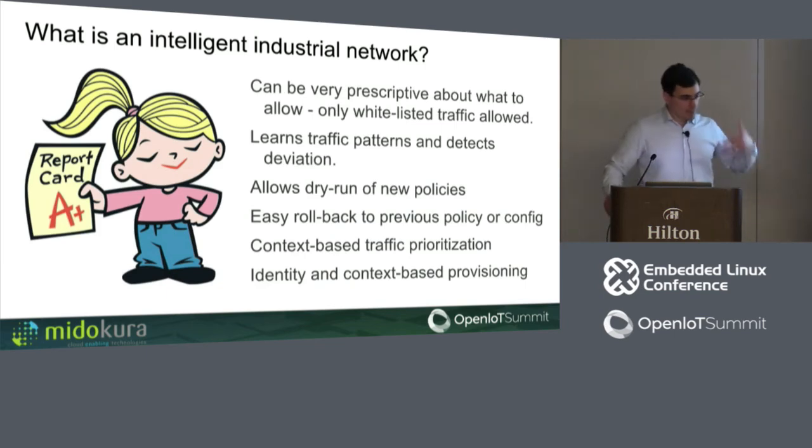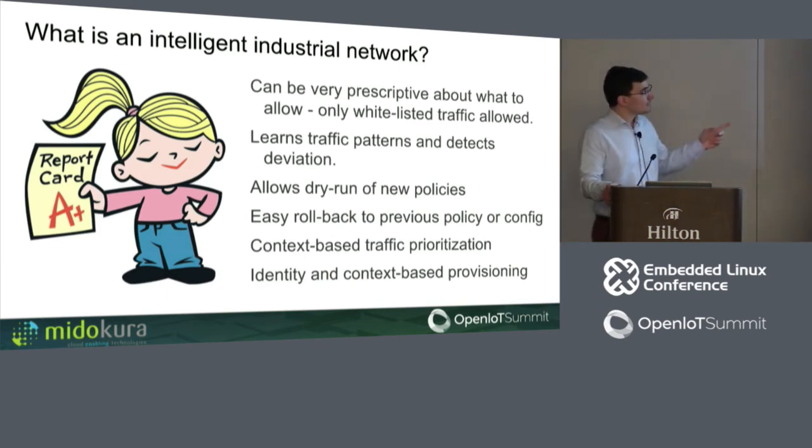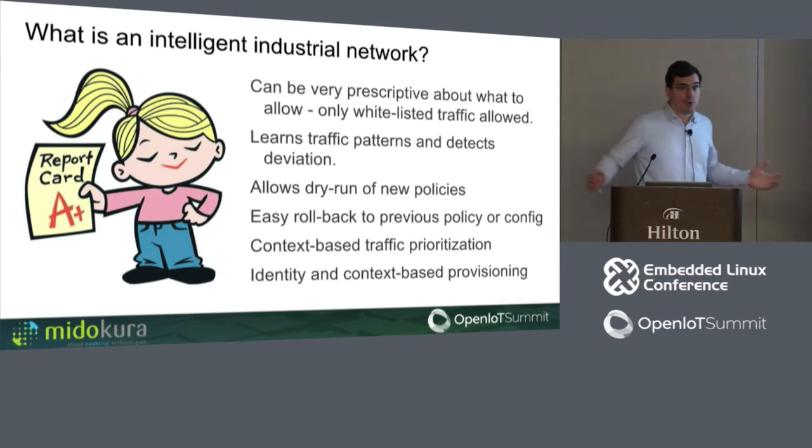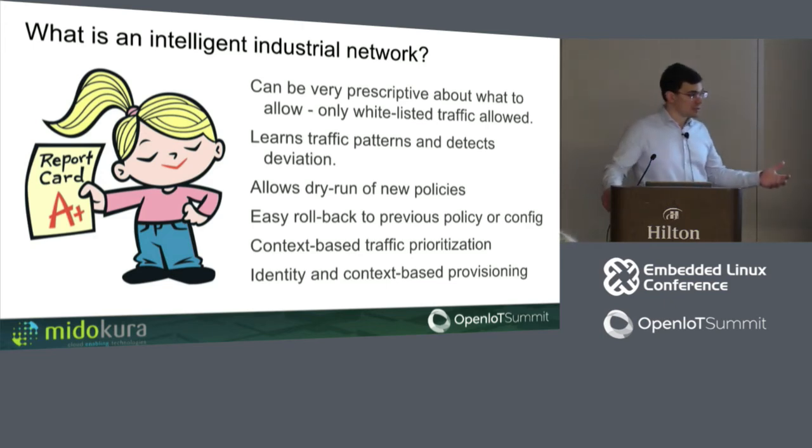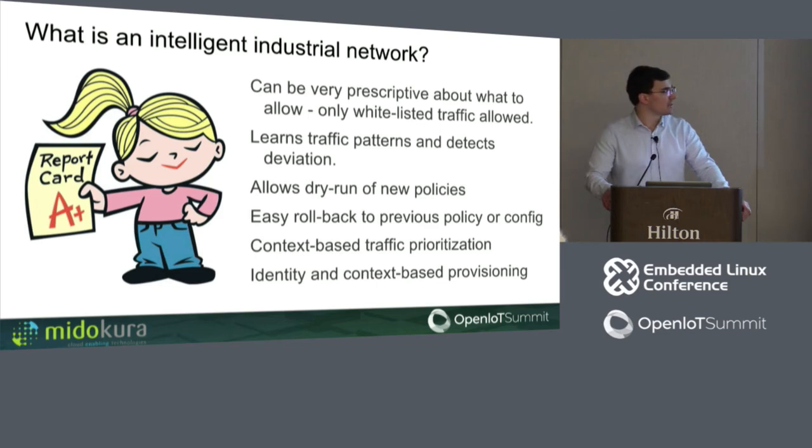Okay, so more characteristics about the network. The network should be very prescriptive. Only allow very specific flows, only the ones that you know are safe, right? And maybe you can learn that. Nowadays, we have tools that allow us to observe during a period of time and then map that onto a policy. That's the policy. That's normal. That's the only thing you allow.